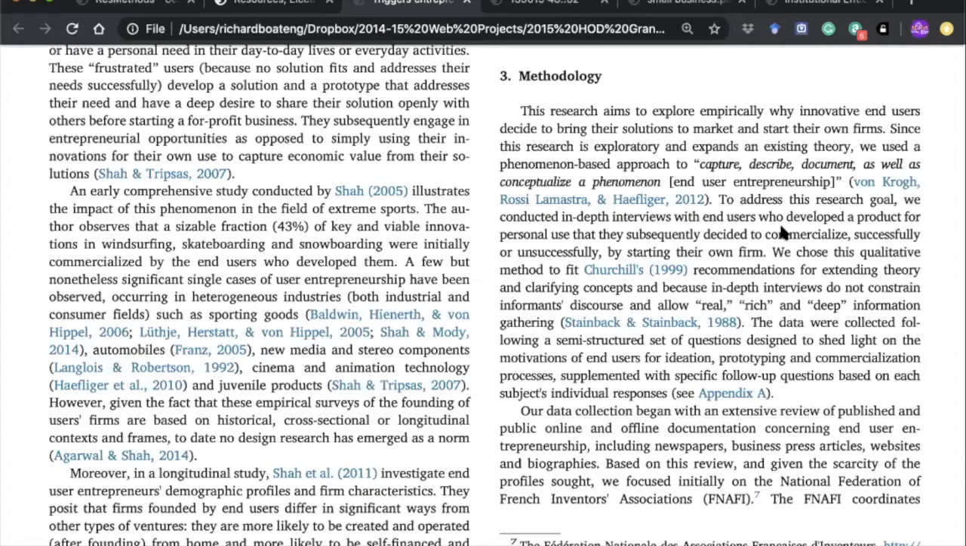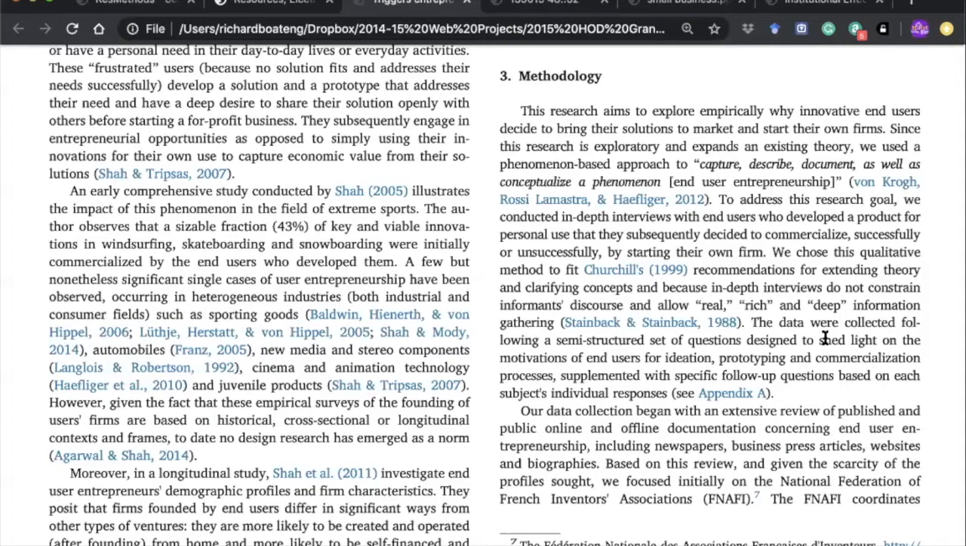That's what he's trying to ask. So in delving into that, he's going to allow the consumers who are end user entrepreneurs to tell their story. So he's using a phenomenon based approach, which I believe draws on phenomenology, which is also a qualitative data collection approach, a qualitative strategy.